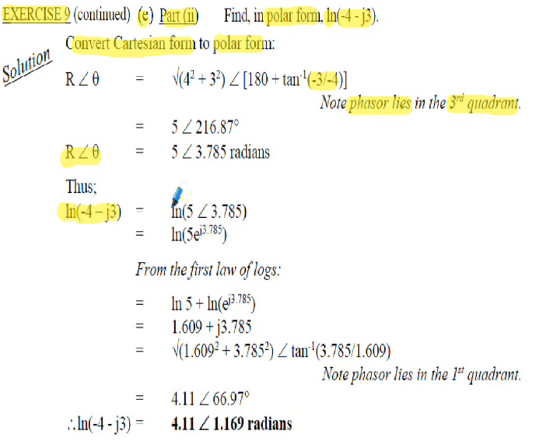This is the polar form of the complex number, and I've written it here in the exponential form. And then from there we can use the first law of logs to help simplify the problem. Answer given at the bottom for ln of -4 minus j3 in terms of polar form and angle in radians.